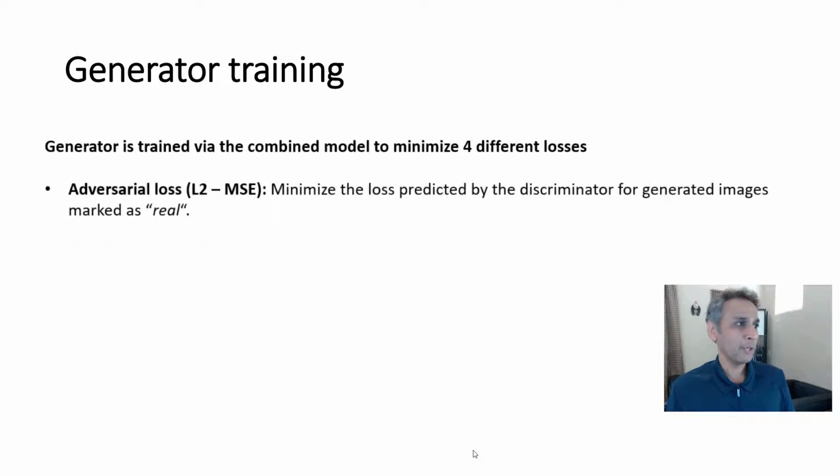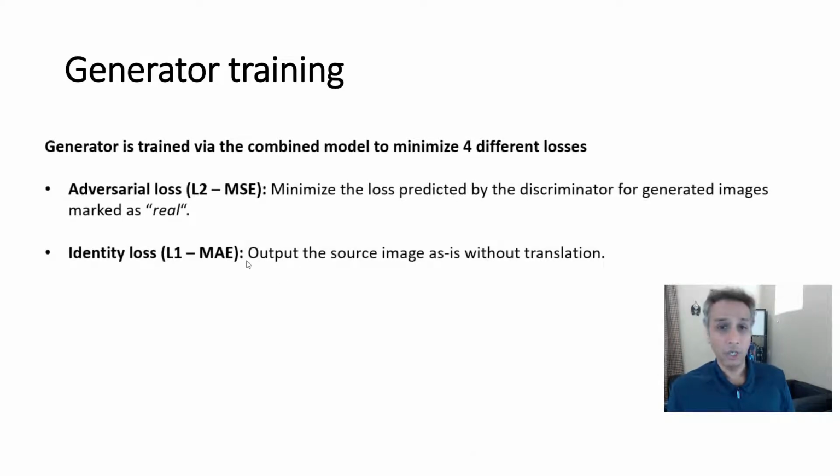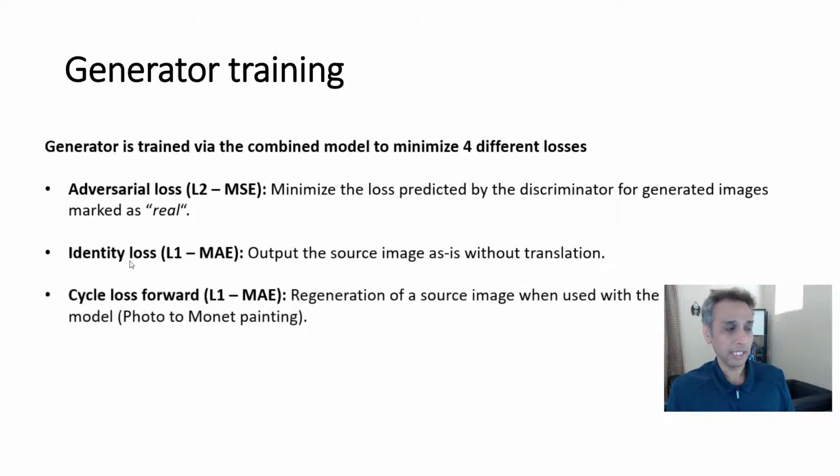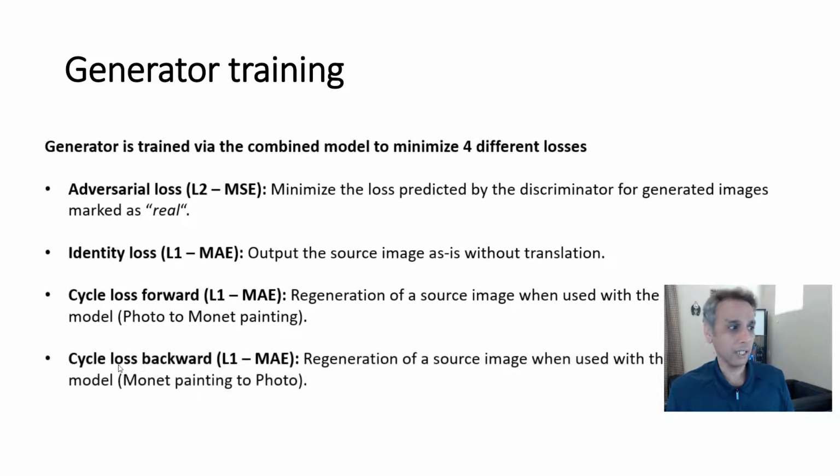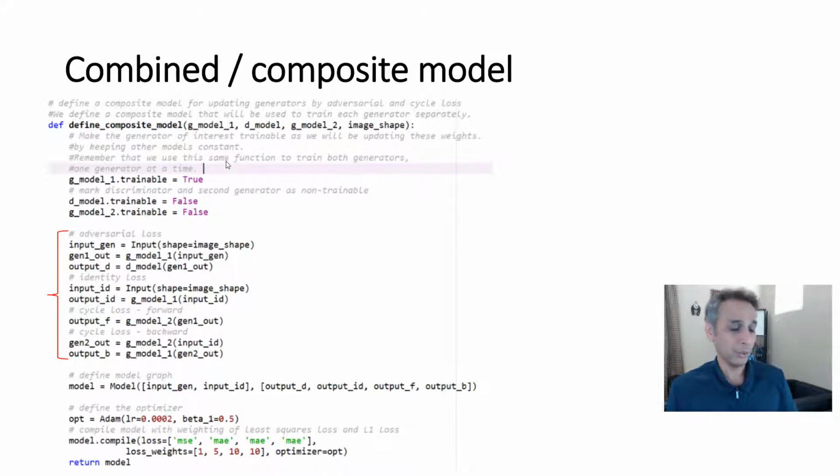And how are we going to train the generator? Using 4 losses. One is adversarial, one is identity, and the other one is cycle loss, which is in the forward direction, and the cycle loss in the backward direction. So these are the 4 losses we're going to use, and this is how the composite model, or the combined model, if you want to call that, is going to look like.